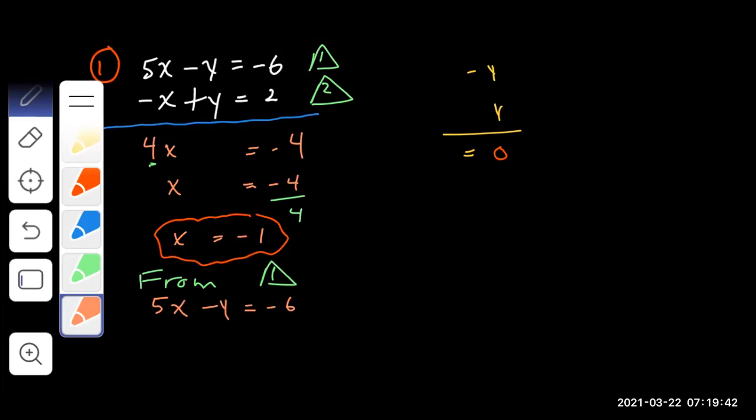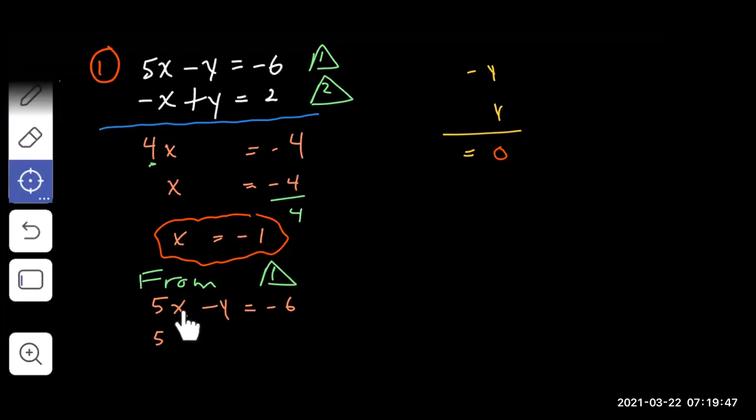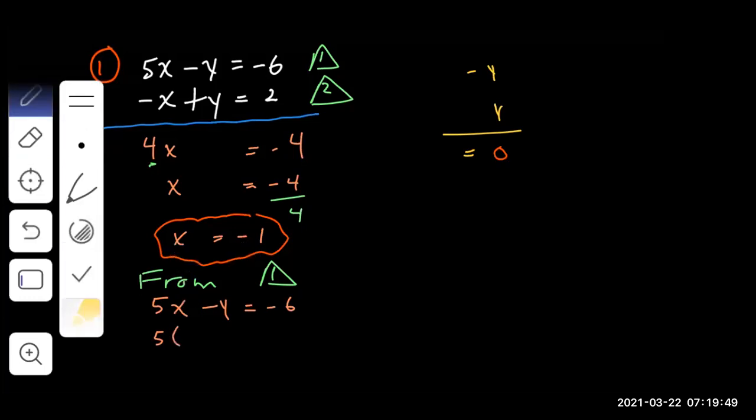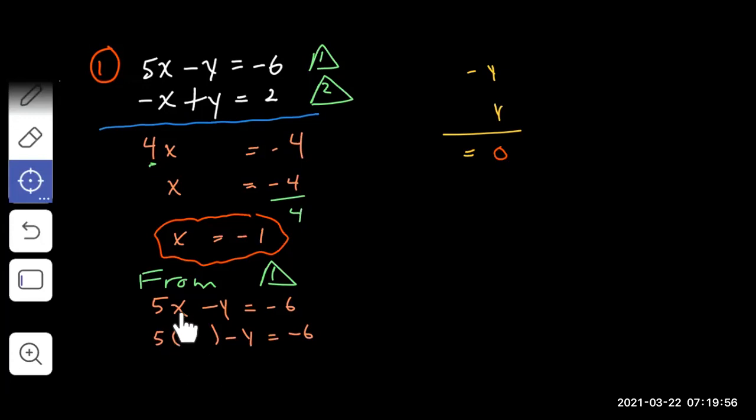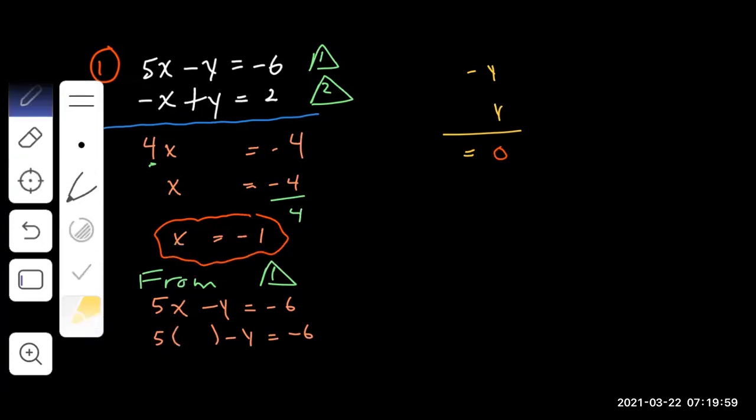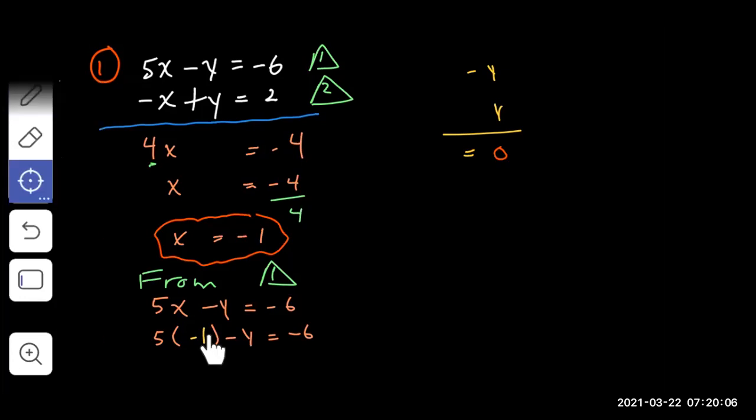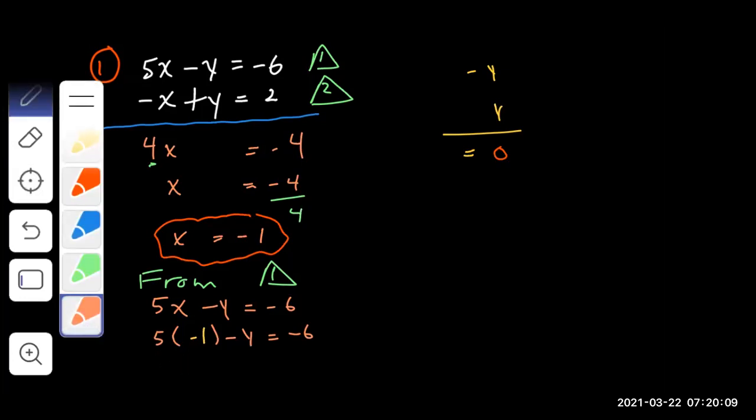And then I need to substitute it. 5x. Do I know the value for x, guys? Yes, it's -1. I'm going to place parentheses. Instead of x, parentheses, and x is equal to -1. Okay, -1 is right here. And then let's solve this equation as usual. This parenthesis means multiplication. 5 times -1 is -5, minus y equals -6.